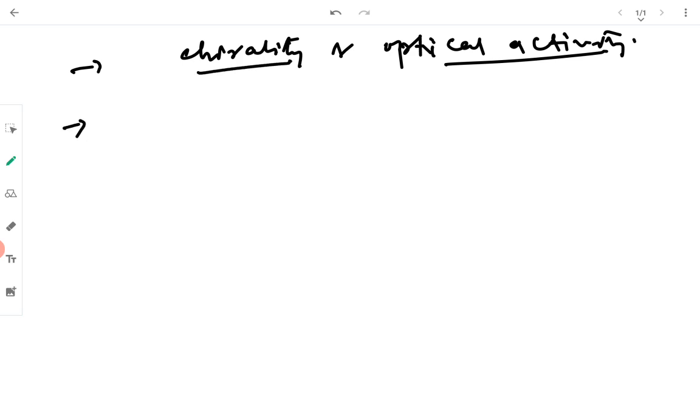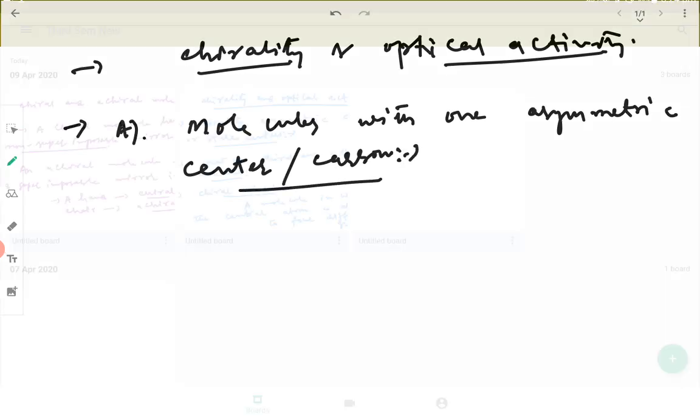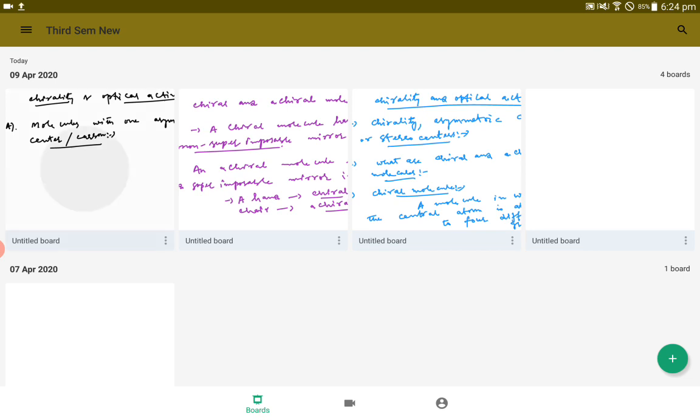So I will take up molecules which have one asymmetric center. First we'll deal with molecules with one asymmetric center, or asymmetric carbon. We'll deal first with them. Molecules with one asymmetric center.